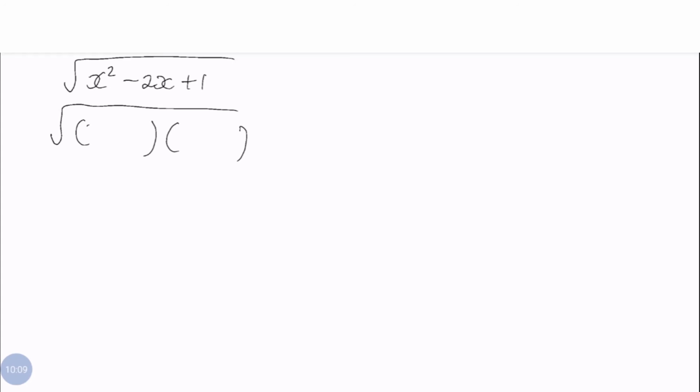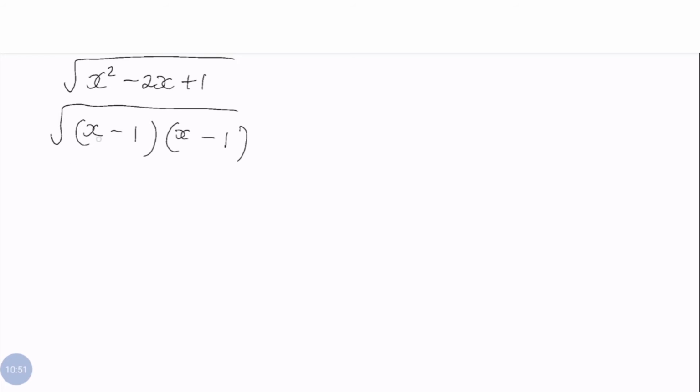So we will have x here and then x here. What are the factors of 1 that we can add together and give us an answer of negative 2? Factors of 1, we have 1 and 1. In order for it to give us negative 2 when we add together and give us a positive 1 when we multiply, they both have to be negative.